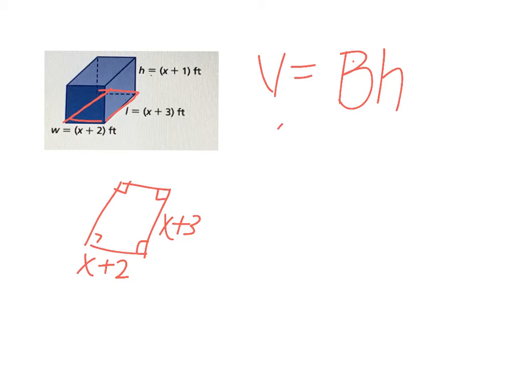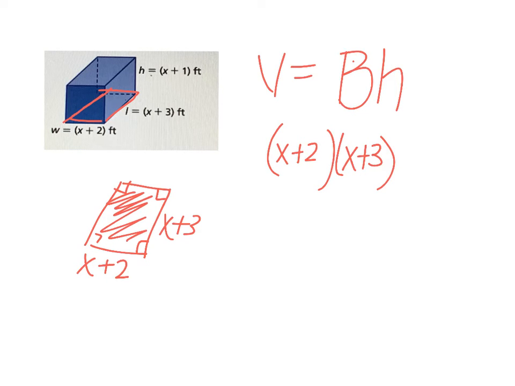So to find the area of the base, I have to do x plus 2 times x plus 3, the length times the width. That would give me the area of this rectangle. Now the height has to connect your two bases. So if this is my base and this is my other base, the height is going to connect it, and it's going to be right here. So the height of my whole shape is x plus 1.